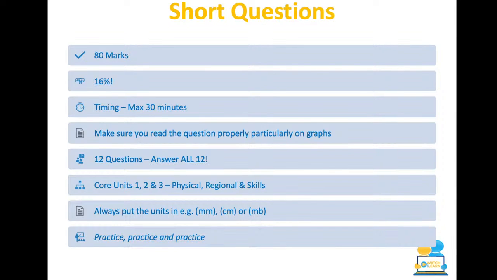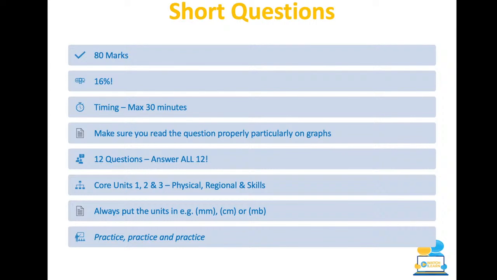Make sure you read the question properly, particularly on graphs. Graphs and tables, students very often read the questions wrong. They're really easy, you just need to check it and then double check it. So check the graph twice, check the table twice, just to make sure that the answer you're putting down is in fact right.